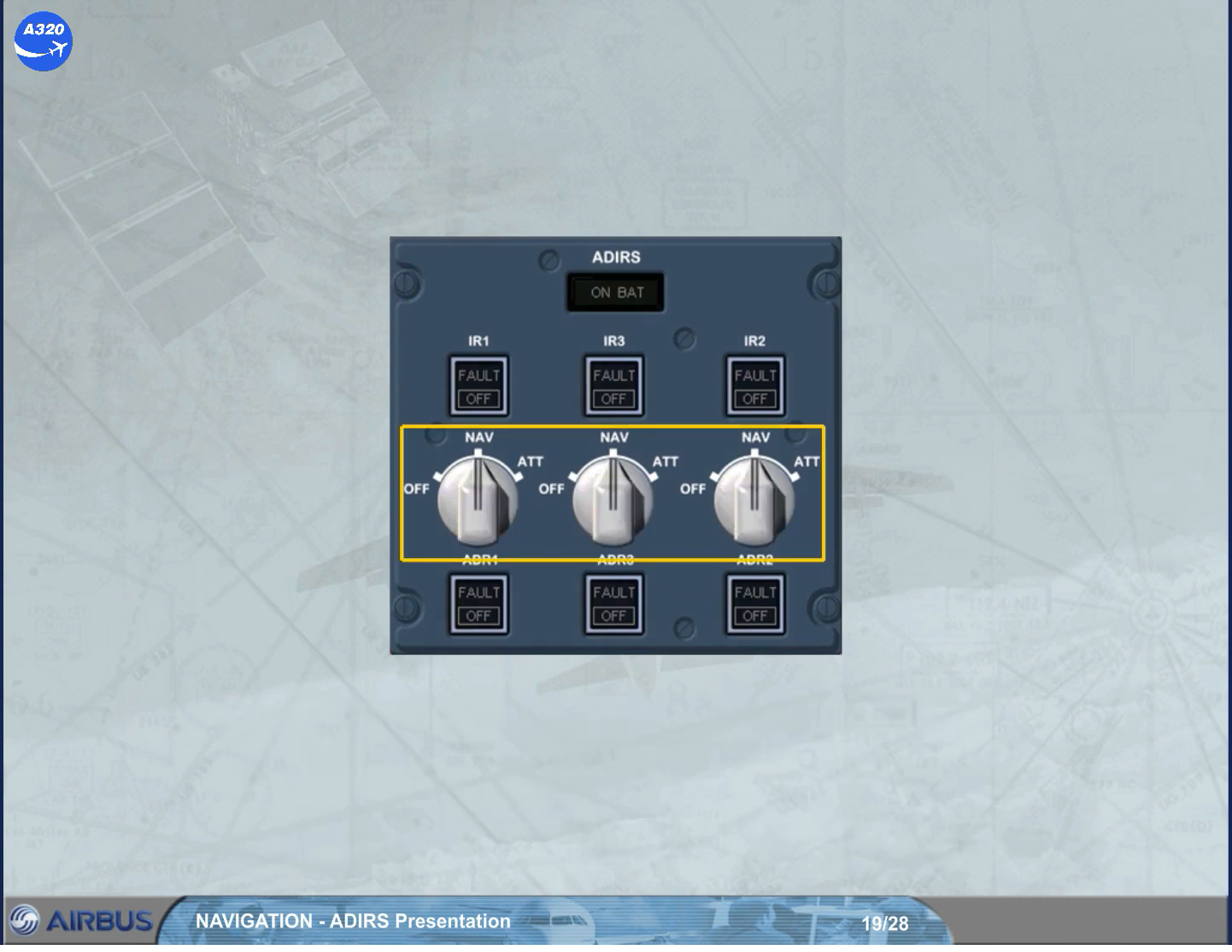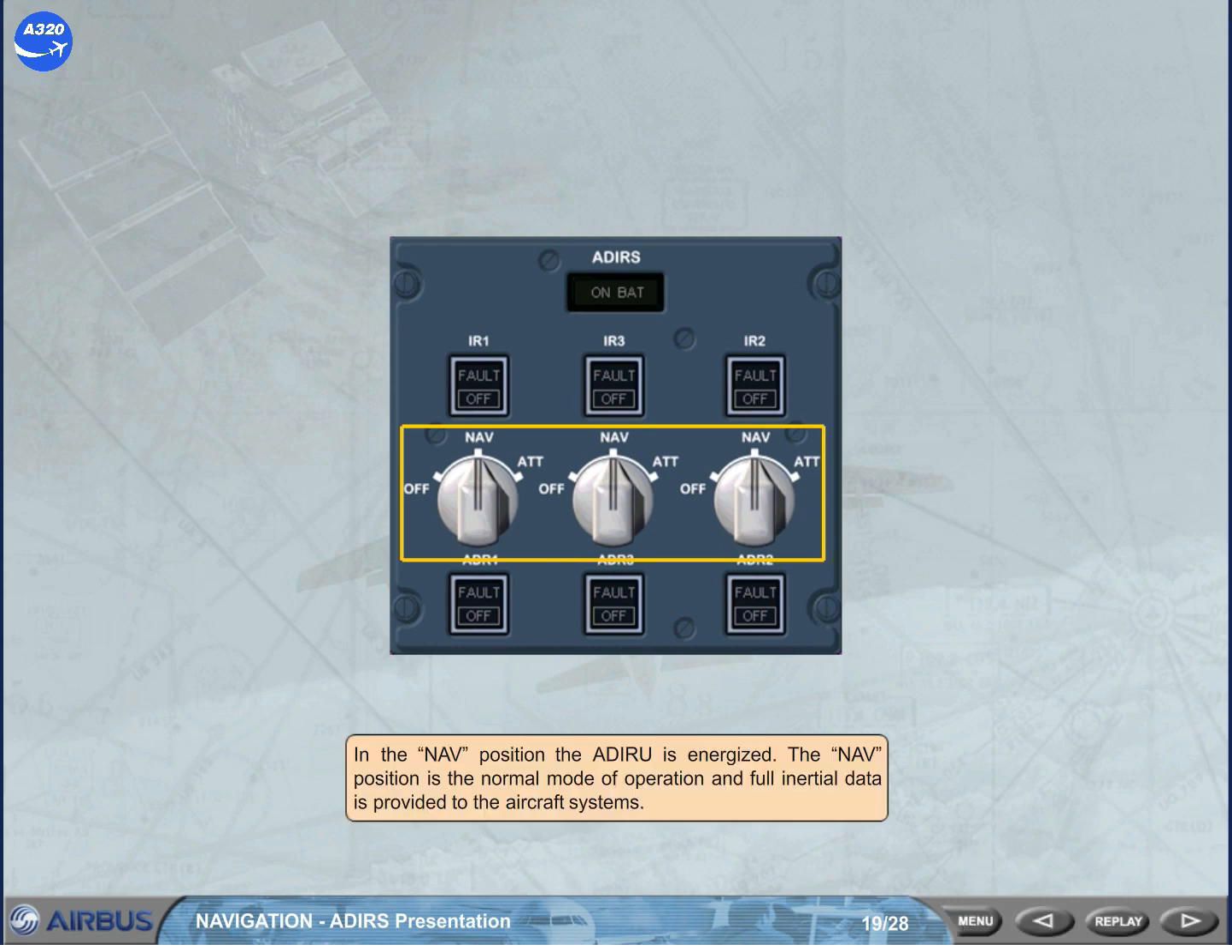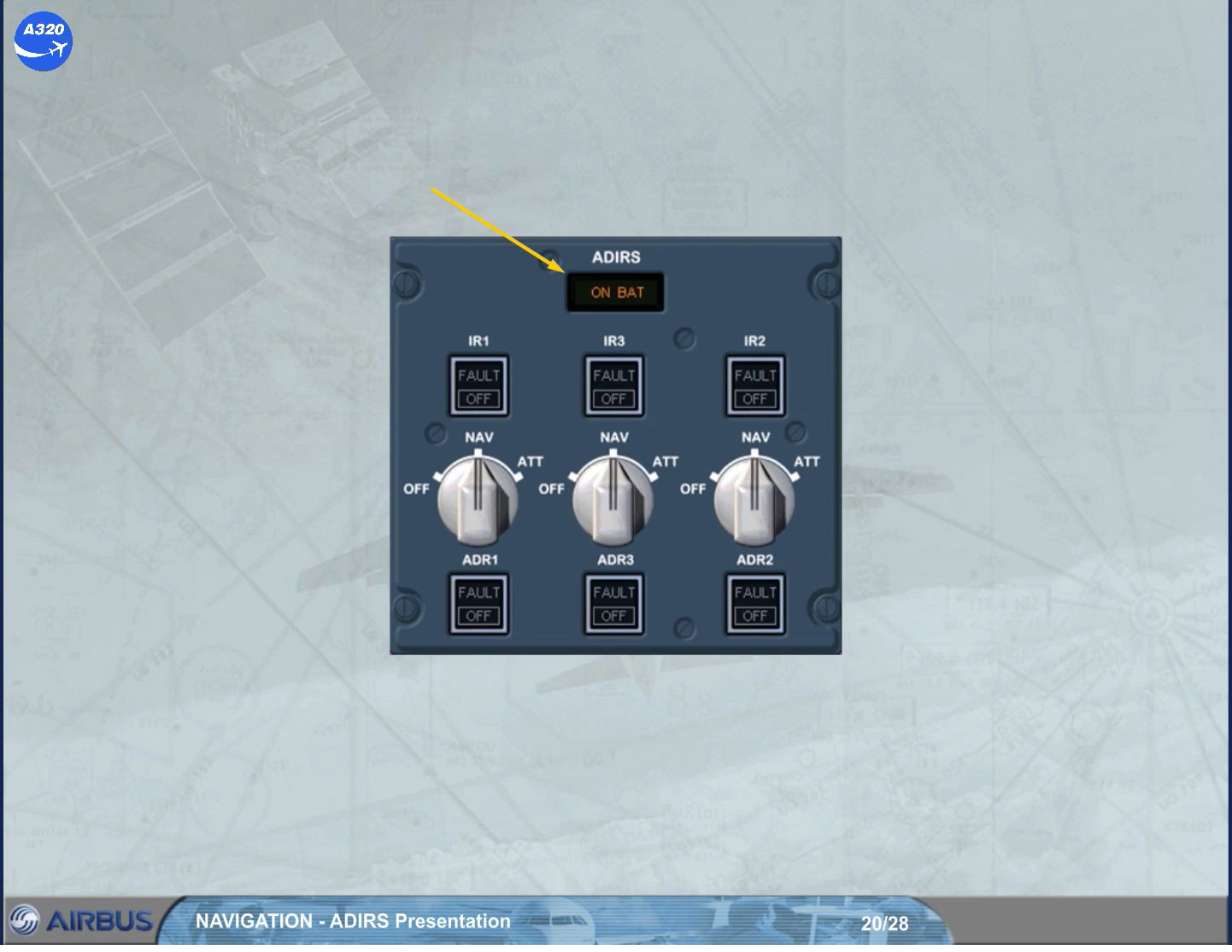In the nav position, the ADIRS is energized. The nav position is the normal mode of operation and full inertial data is provided to the aircraft systems. The on-bat light comes on to inform the crew that the ADIRS system is being powered by aircraft batteries only. The light also comes on for a few seconds at the beginning of a full alignment as a test of the battery circuit.